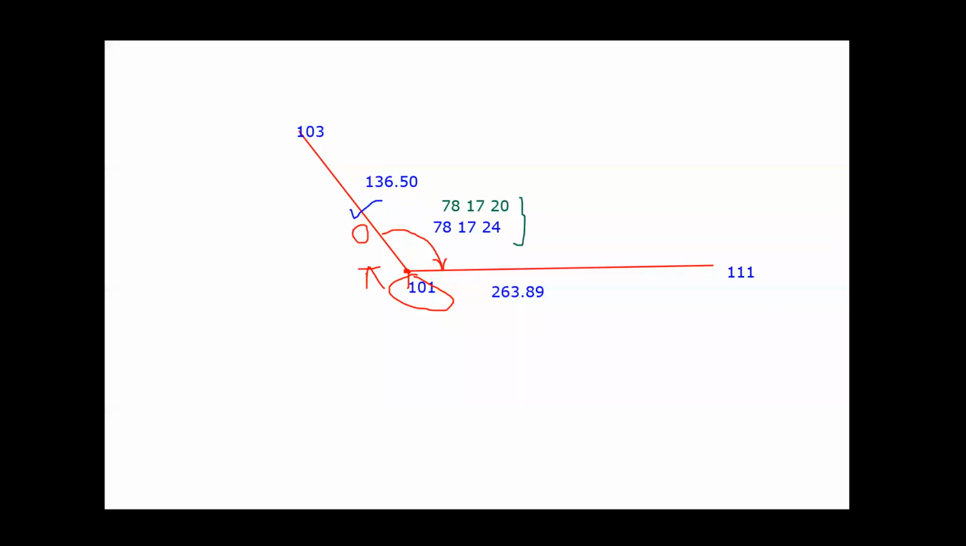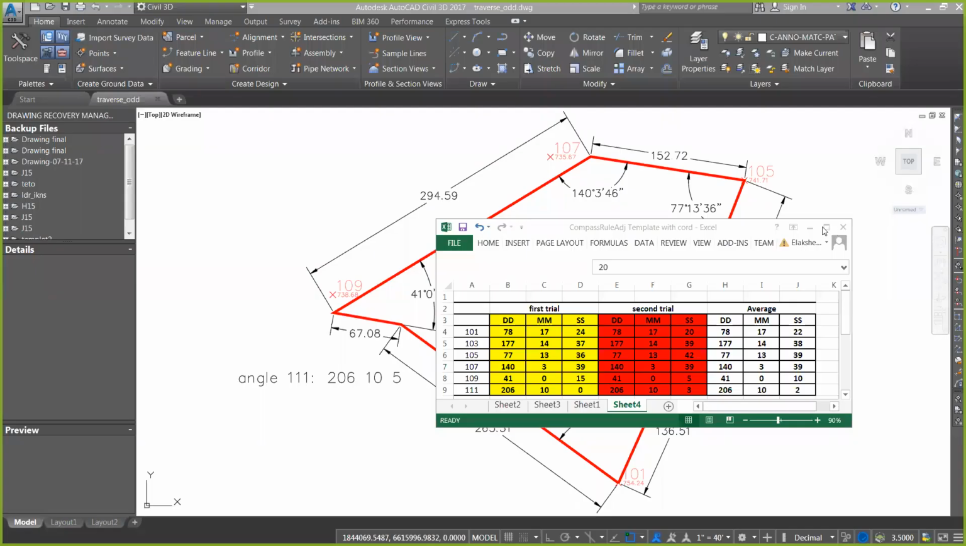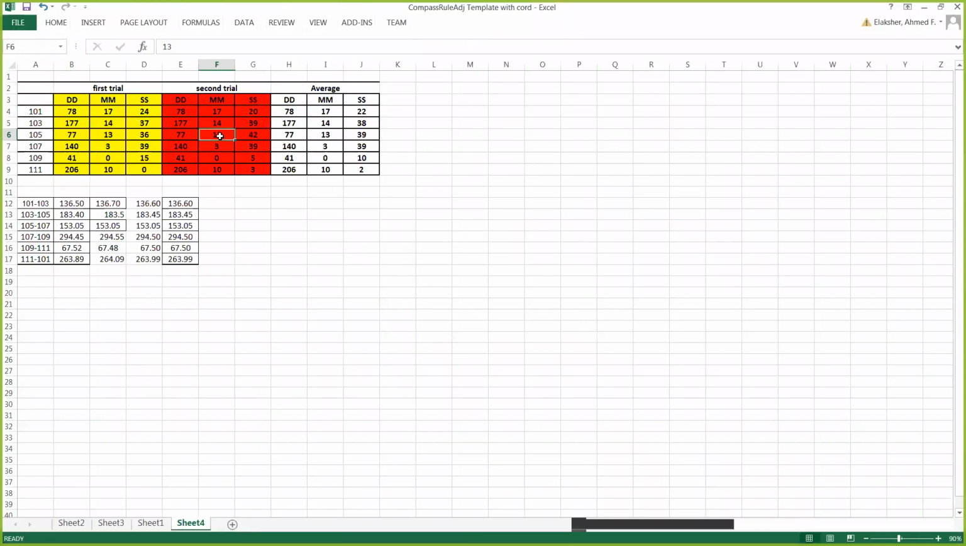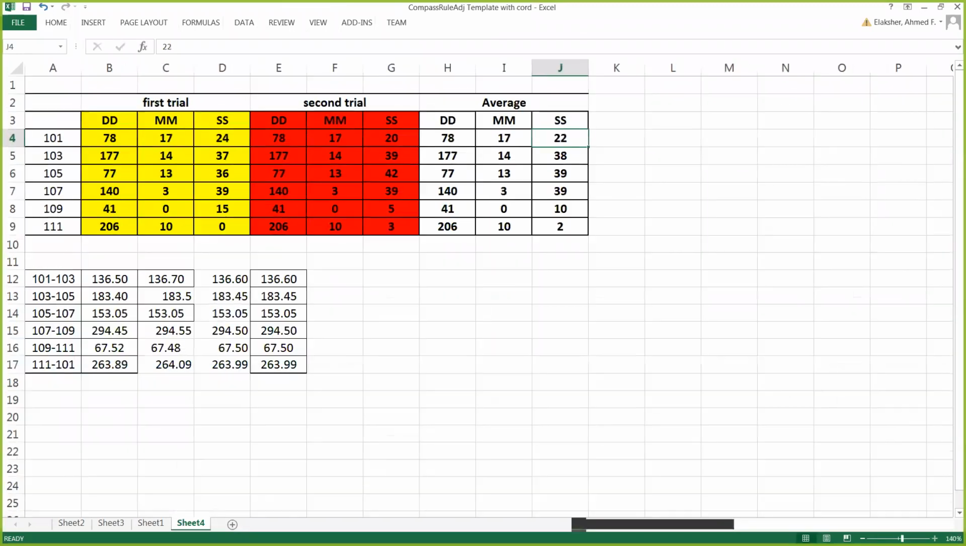And if you look at the spreadsheet, this is what I have here. And then I moved to 103. I got two angles, the one in yellow, the one in red. And then I averaged that. Same thing with 105. I got two measurements.